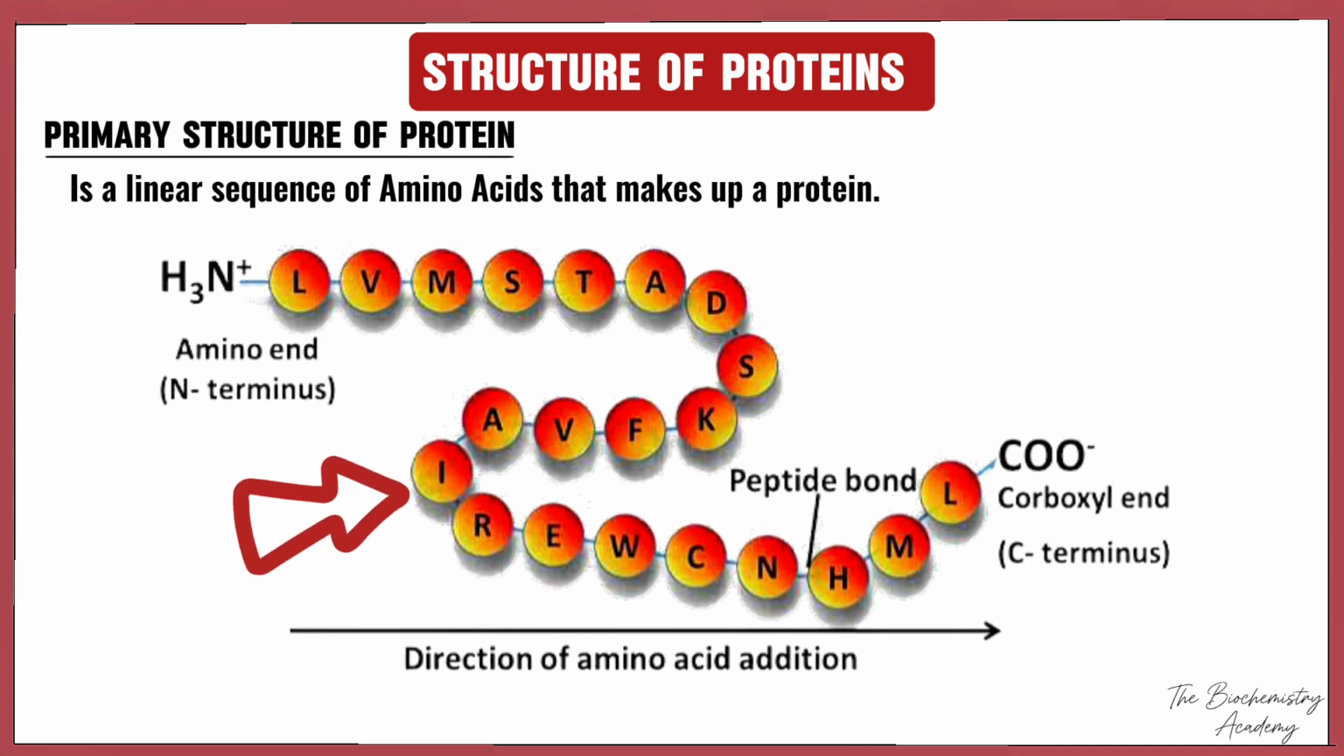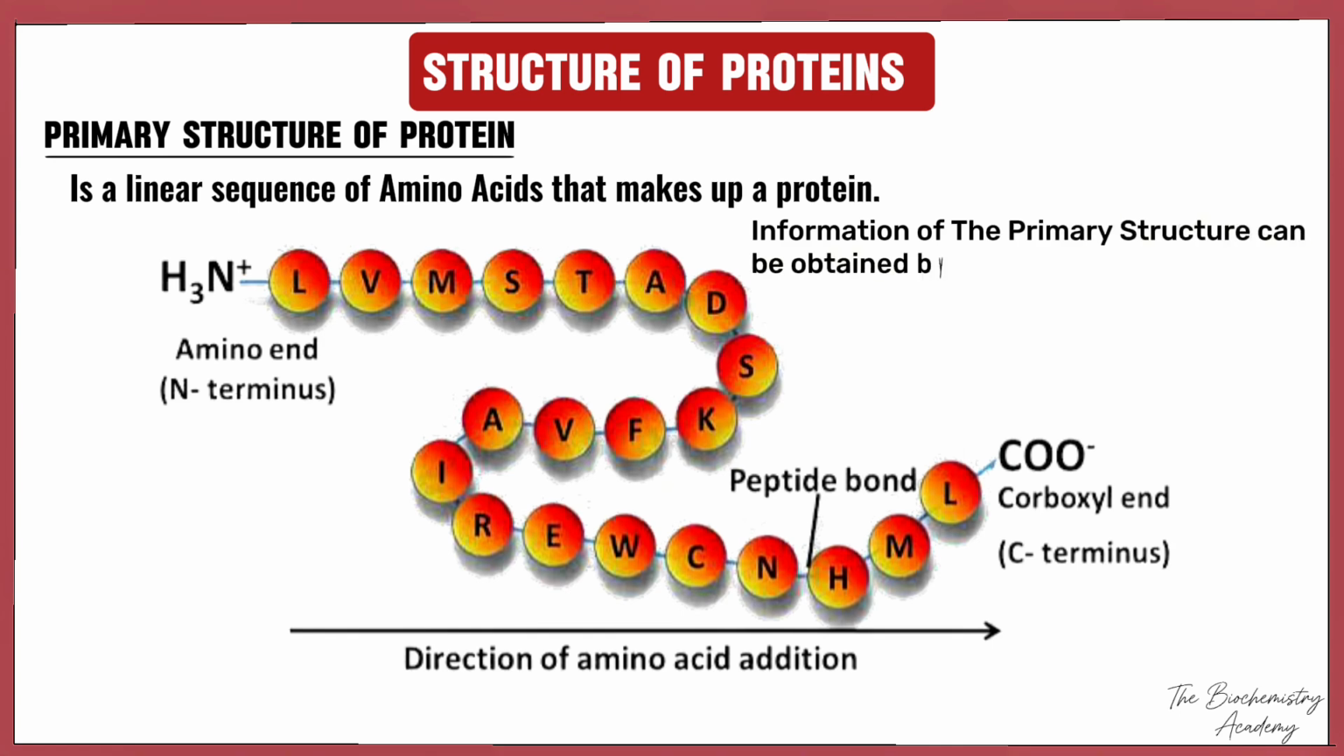The primary structure of protein is always written from the N-terminal of the first amino acid to the C-terminal of the last amino acid. The information of the primary structure of protein can be obtained by sequencing the gene that encodes the protein.